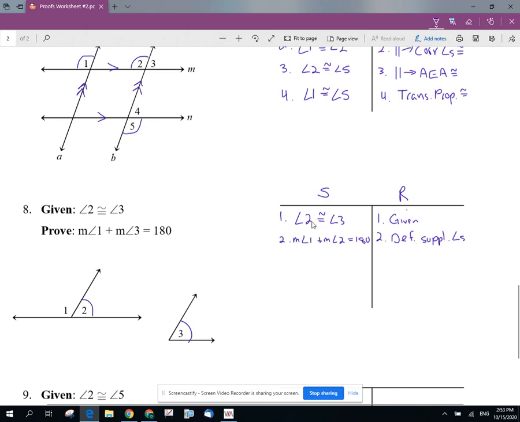And then we're going to put a substitution into this. If angle 2 is congruent to angle 3, then I can replace angle 2 with angle 3 here. And that's what we wanted to prove. The measure of angle 1 plus the measure of angle 3 equals 180. This has to be substitution.